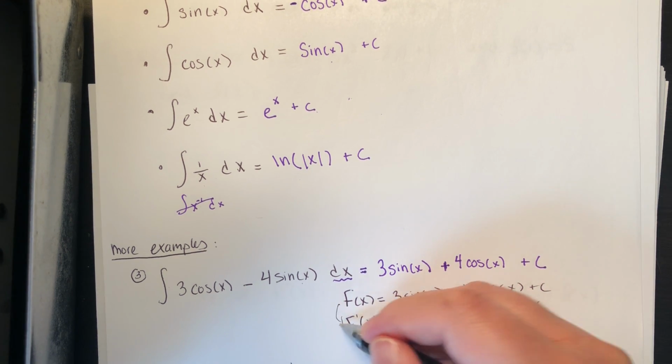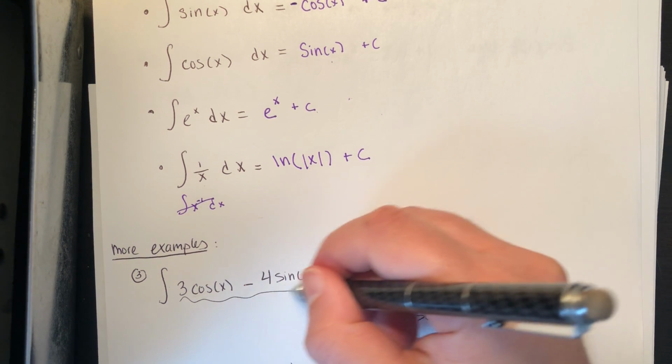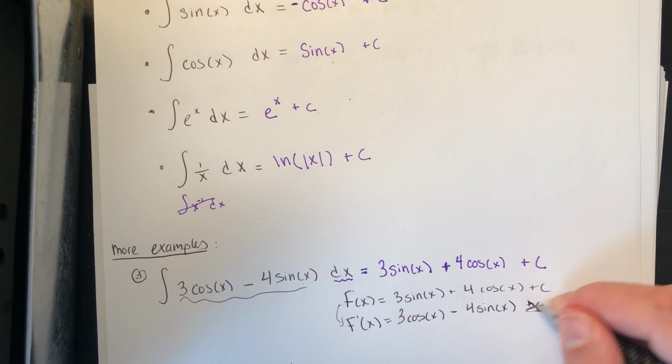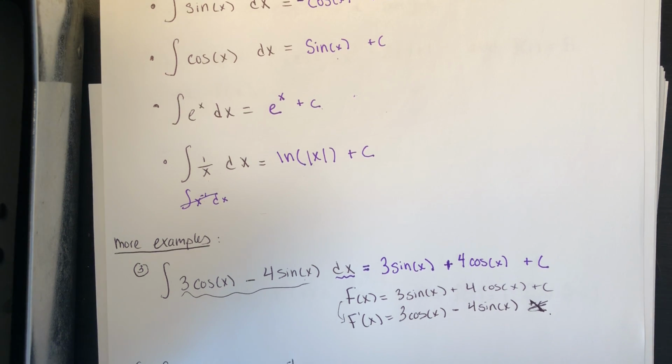This is just using our regular derivative rules from last chapter. This matches the original function. Oh, no, not plus c. The derivative of c is 0. So this matches our original function here. That's how we know we did it right.